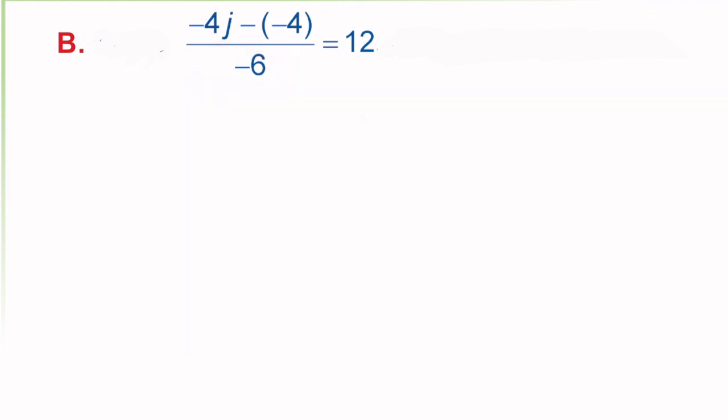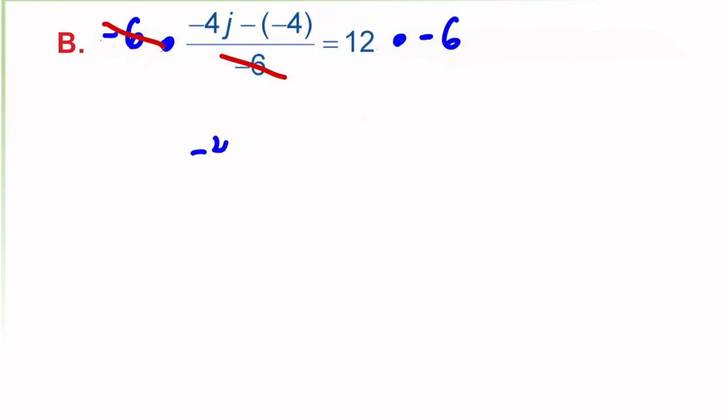So I'm dividing by -6. So the opposite of dividing by -6 is to multiply by -6. So that's why I'm going to multiply both sides by -6. On the left side, you have -6 on the top and -6 on the bottom. We can cross those out because we get a +1. And we don't need to write down the 1.